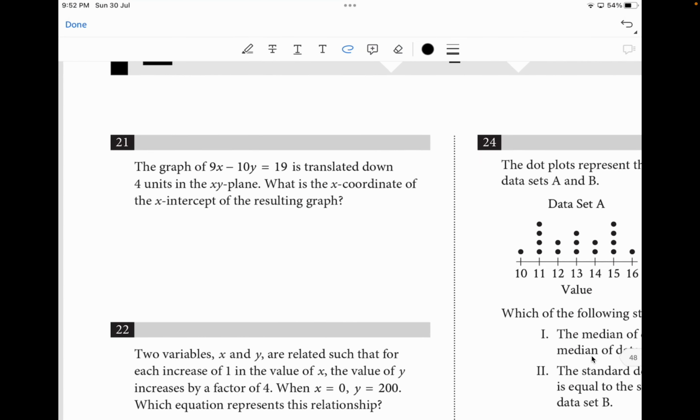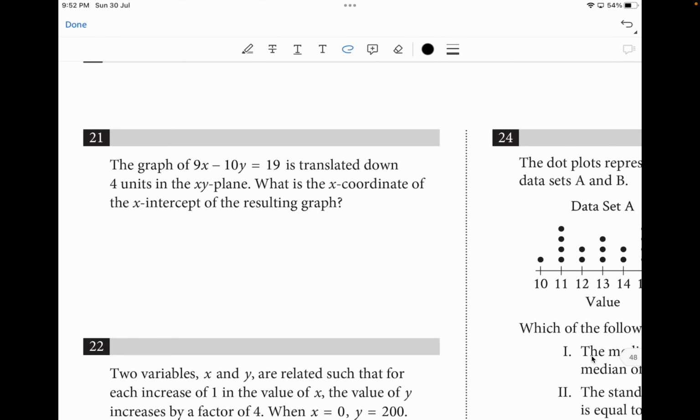Now, question number 21. The graph of 9x minus 10y is equal to 19 is translated down 4 units in the xy plane. What is the x-coordinate of the x-intercept of the resulting graph? So here we know that it's translated down by 4 units in the xy plane. So we know that the graph is of the equation ax plus by is equivalent to c, where a, b, and c are constants. And it's translated down k units, which is 4 in this case, in the xy plane. The resulting graph can be represented by the equation ax plus b times (y plus k) is equivalent to c.